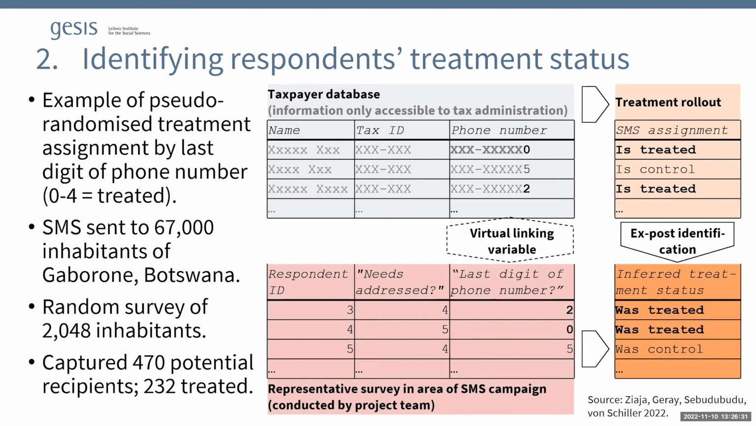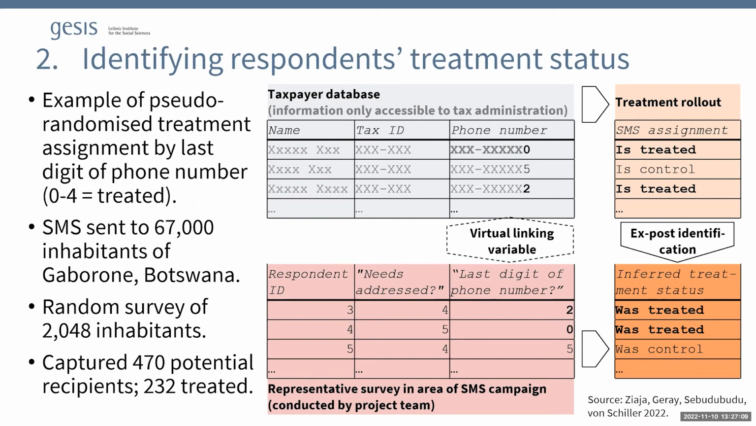Now, in order to reliably know who could and could not have received the treatment, we only sent the message to people with a phone number where the last digit was between 0 and 4. People with the last digit of the phone number between 5 and 9 did not receive the message. So from this, we could infer the treatment status of all respondents just by asking for the last digit of the phone number. We also asked them explicitly, did you receive the message?